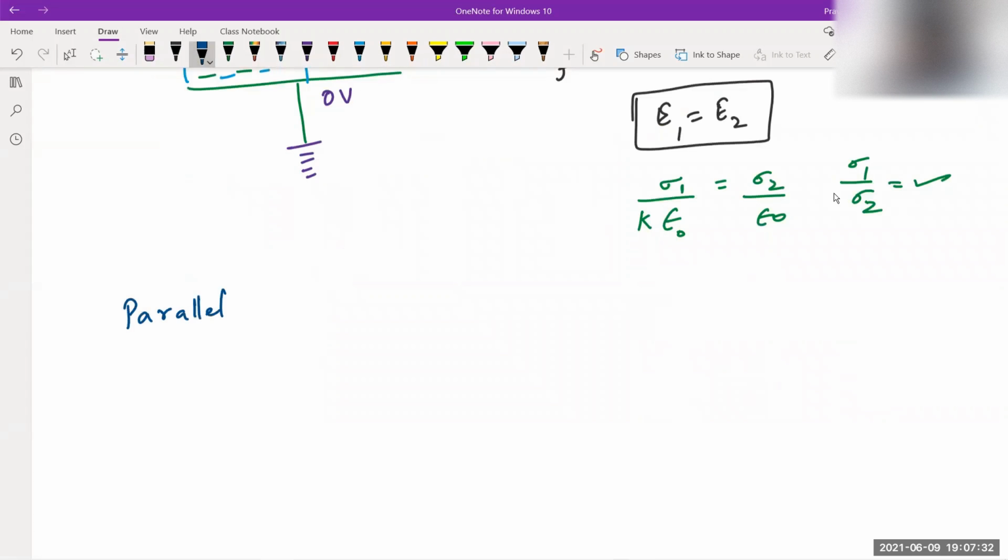Parallel connection of charged capacitors.